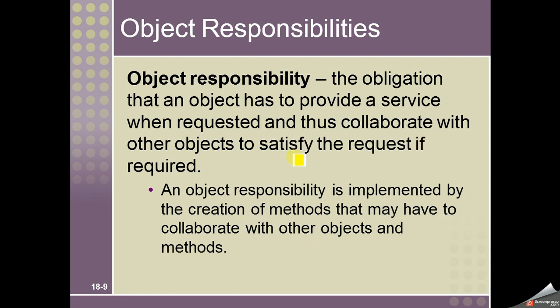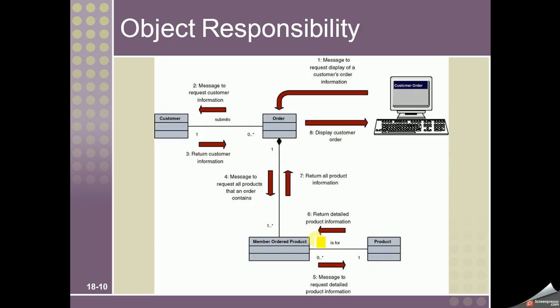The next thing is object responsibility: the obligation that an object has to provide a service when requested and thus collaborate with other objects to satisfy the request if required. So every object has certain responsibility. If its methods or data members are declared private, then it needs to collaborate with other classes to provide the information, to set the information, or to provide any other services to the object. So this is called object responsibility.